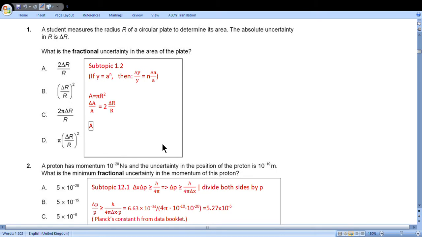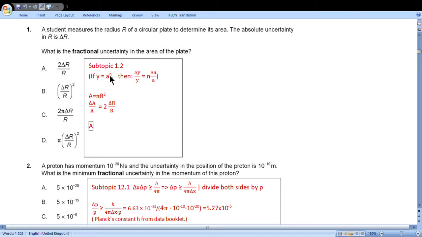First question: a student measures the radius r of a circular plate to determine its area. The absolute uncertainty in r is delta r. What is the fractional uncertainty in the area of the plate? I give reference to the formula booklet, subtopic 1.2.